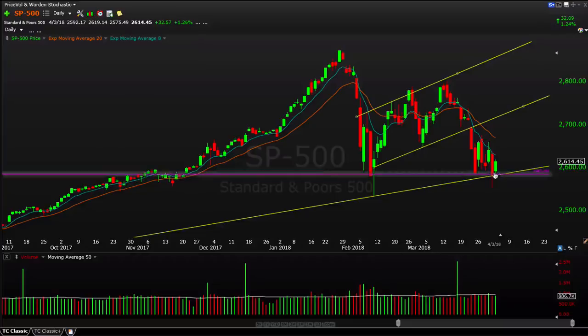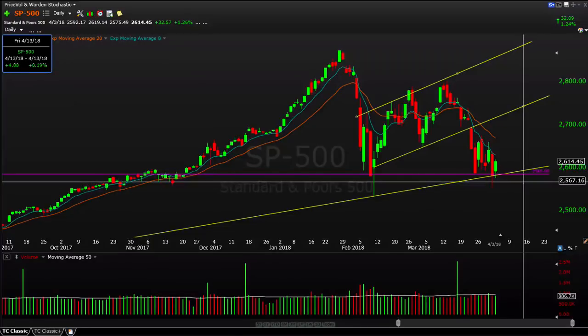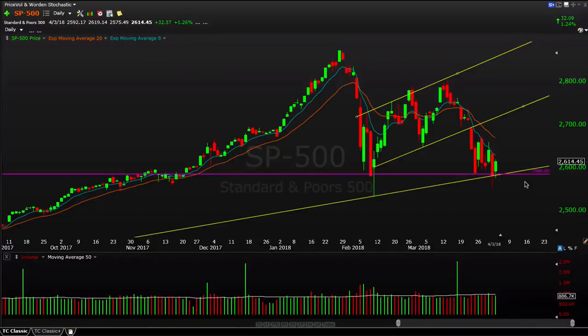But I think with the reversal today, closing back above 2585, you have a clear line in the sand. If we start closing below 2580, all bets are off. Reduce that long exposure. You took your small shot, and now it's time to exit and see what the market has in front of it. So that is something to think about.